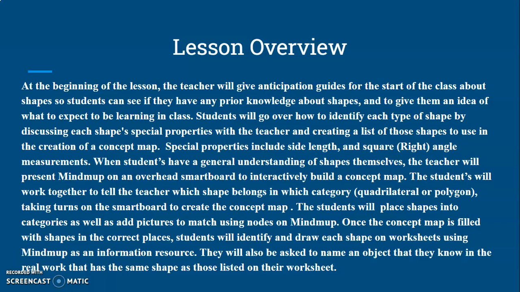Once the concept map is filled with shapes in the correct places, students will identify and draw each shape on worksheets. Using MindMup as an information resource, it'll be left on the board so students won't be left to guess. They will also be asked to name an object that they know in the real world that has the same shape as those listed on their worksheet.